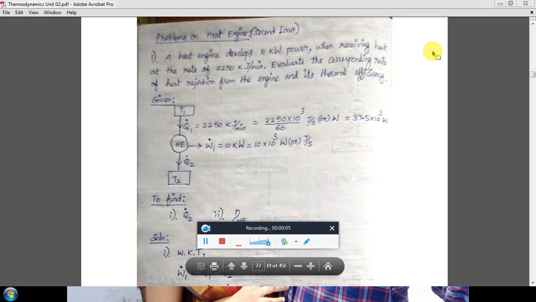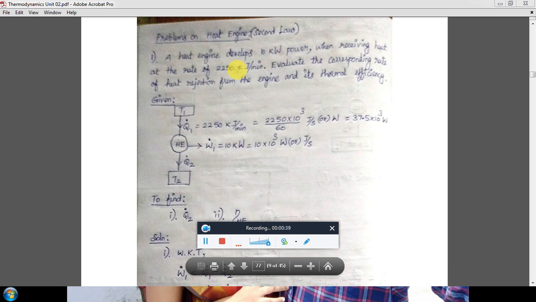In our previous session, we discussed applications of the Carnot cycle: a heat engine, a heat pump, and a refrigerator. We are going to see the problem on the heat engine first. Question 1: a heat engine develops 10 kilowatt of power while receiving heat at the rate of 2250 kilojoule per minute. Evaluate the corresponding rate of heat rejection from the engine and its thermal efficiency.